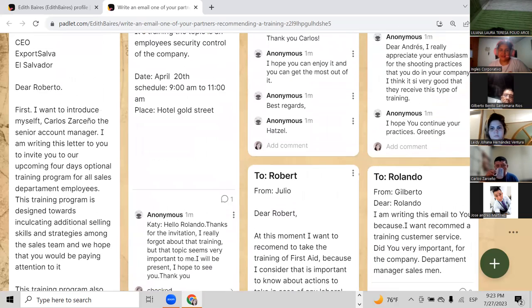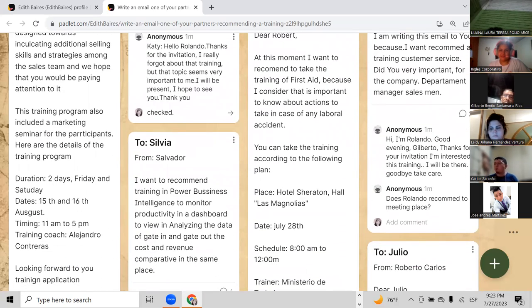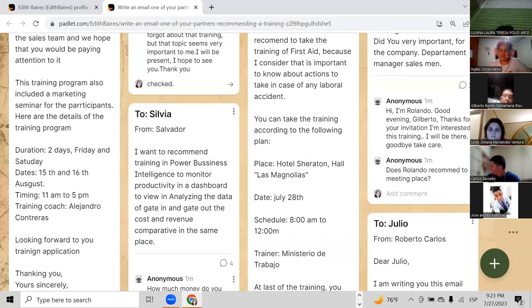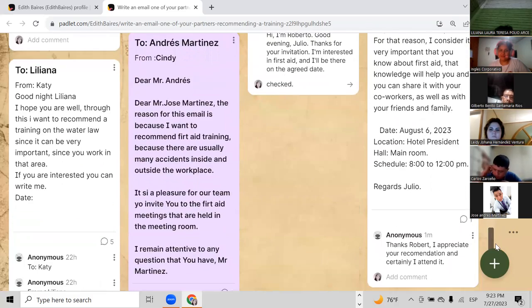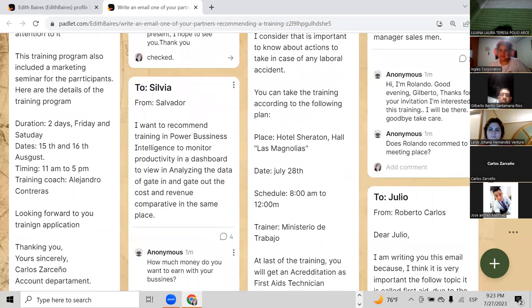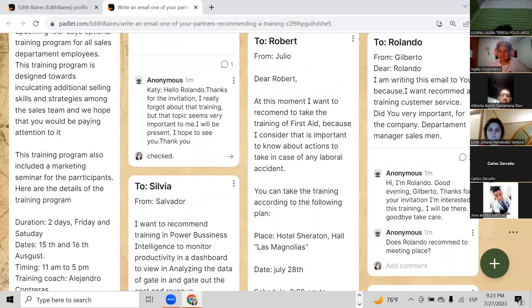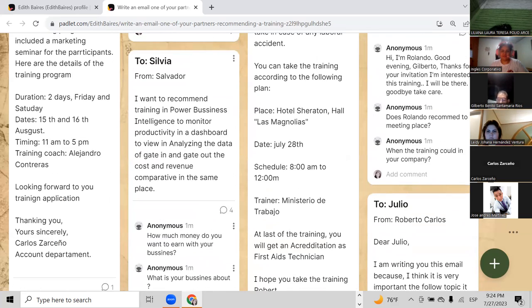Okay, good. And number two, when is the training taking place? For Julio, the training is in July 2028. And for Carlos, the training is on August 15 and 16. Okay. Good. And question number three, who is conducting the workshop? For Julio, the training coach is from the Ministerio de Trabajo. And for Carlos, the training coach is Alejandro Contreras.